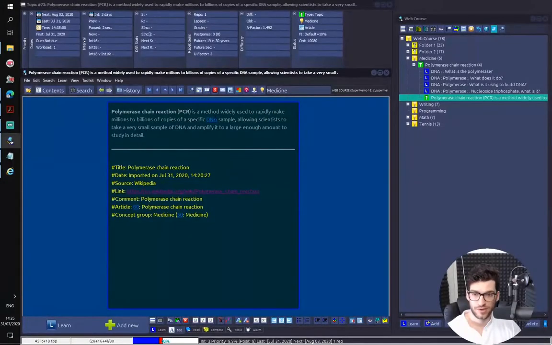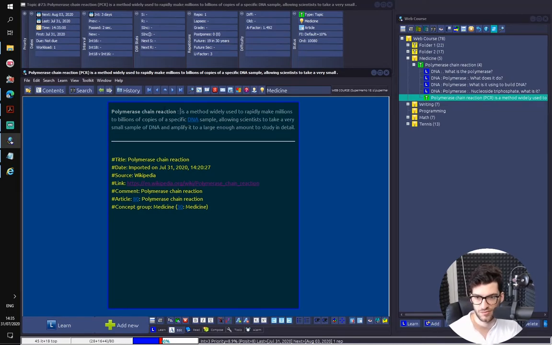Okay, now day 2. What we're going to do today is see in more detail how polymerase chain reaction works. PCR. Man, love me some PCR.